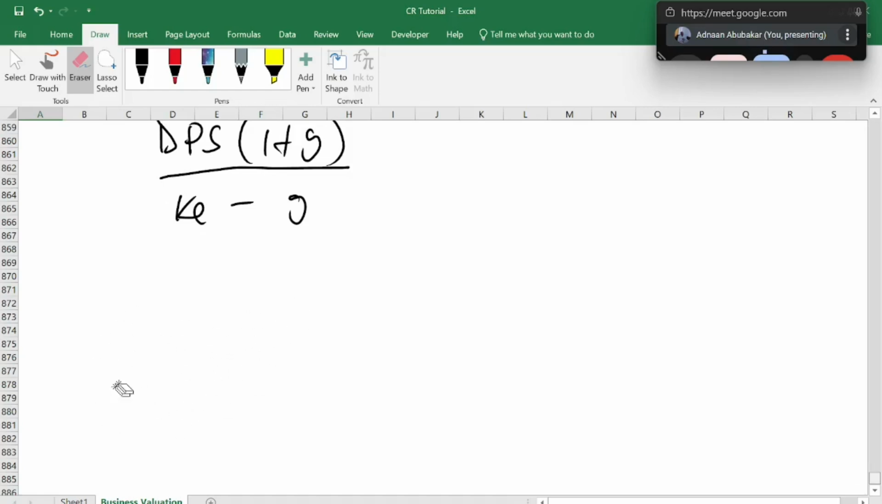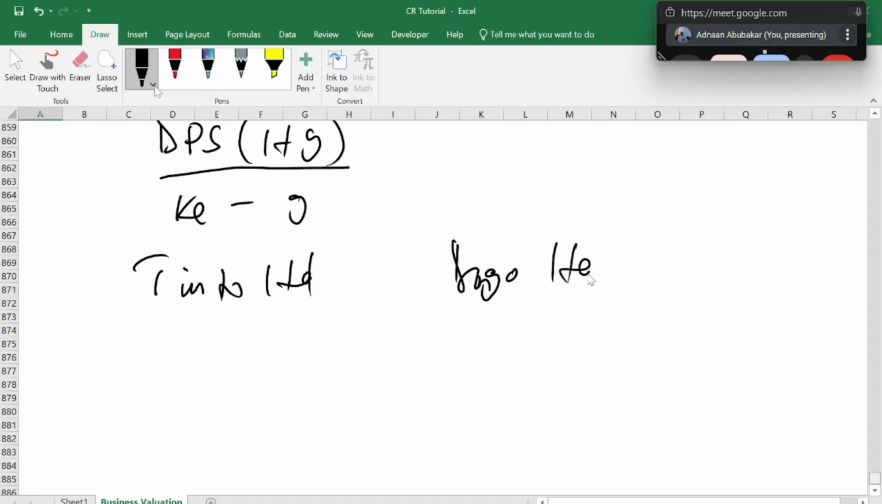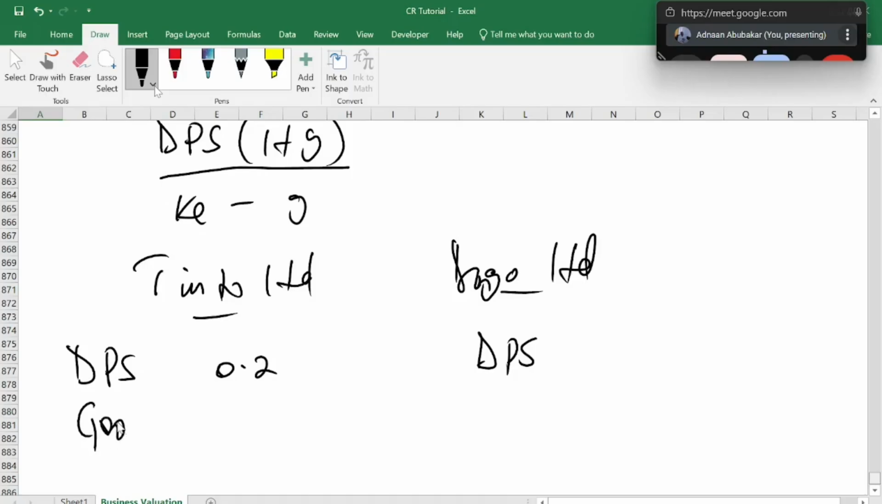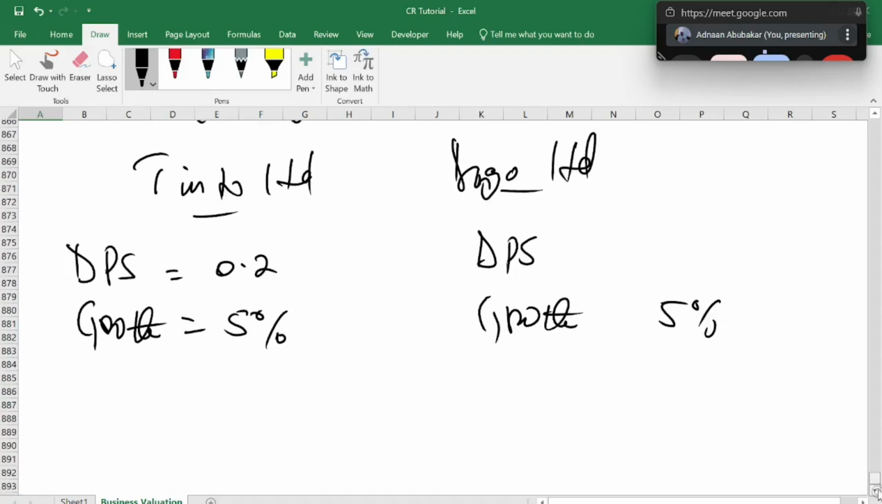Okay, all right. So here, follow me. We have Tinto, and we have Dingo Limited here. So one, we have dividend per share for both. Dividend per share for this one was 0.2. And then we also have dividend growth. This one is 5%, and this one is also 5%, right? Yes, sir. Good.